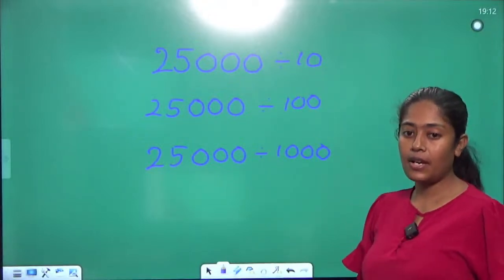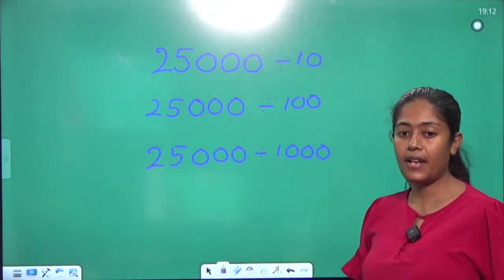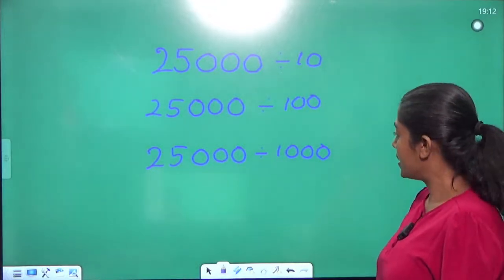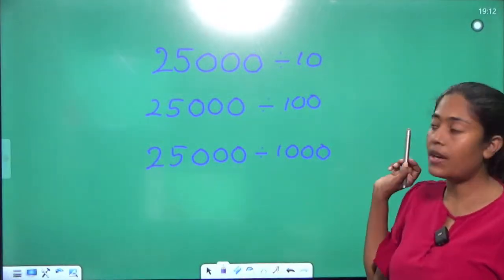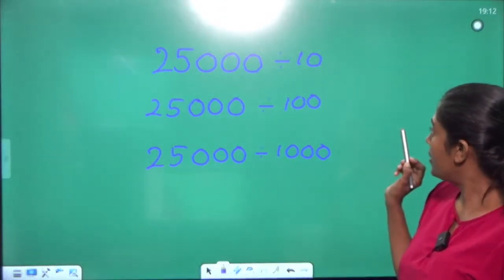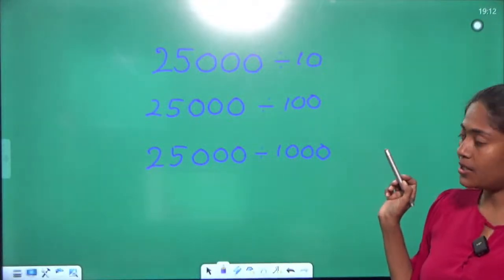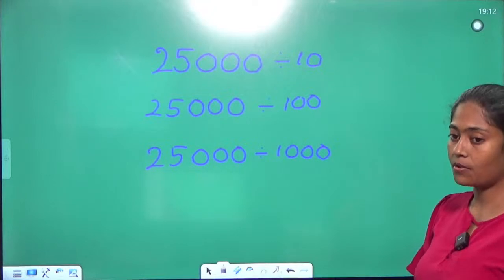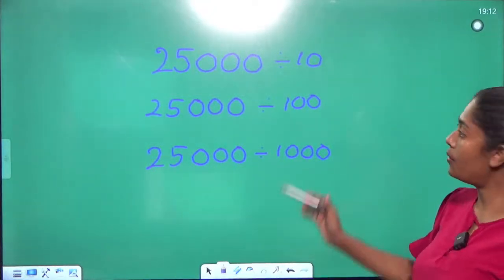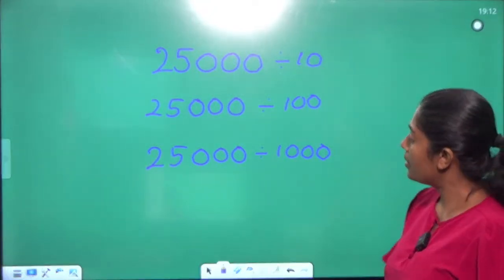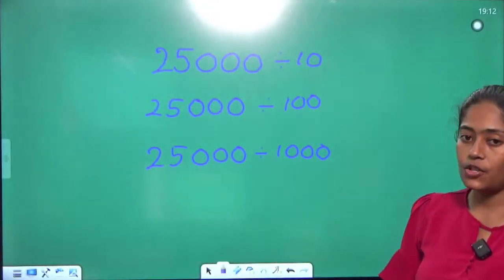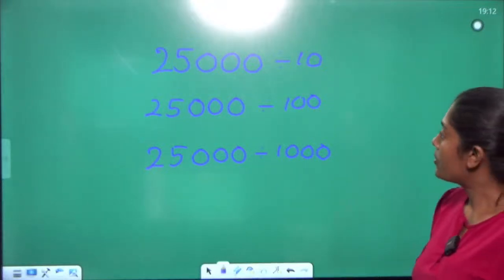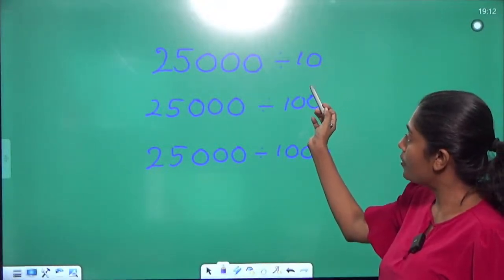Right. Look at this. 25,000 we are going to divide by 10, then 100 and 1000. So those are the multiples of 10. First, what we have to do is what we have done in multiplication also. We have to check the number of zeros in the multiples of 10. Now here we have 10. Number of zeros, how many? Only one 0. So what do we have to do?